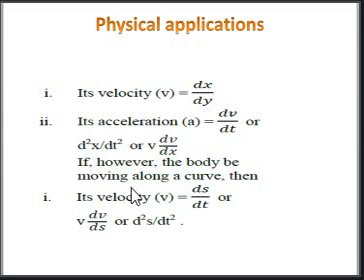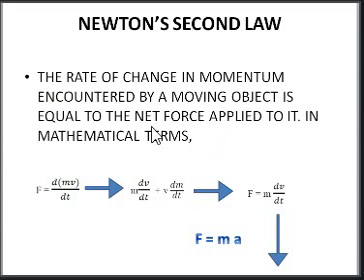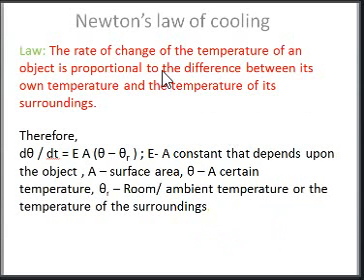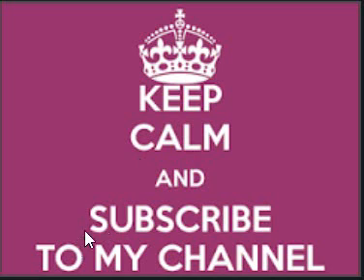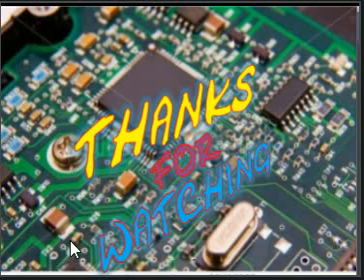Physical applications: velocity. As we know, the rate of change of displacement is velocity, and the rate of change of velocity with time is acceleration. If a body has velocity v = ds/dt, then dv/dt is the acceleration. Newton's second law: the rate of change of momentum of a moving object is equal to the net force applied to it. The mathematical form is F = m dv/dt. Newton's law of cooling: the rate of change of temperature of an object is proportional to the difference between its own temperature and the temperature of its surroundings. Therefore, this is here, theta.